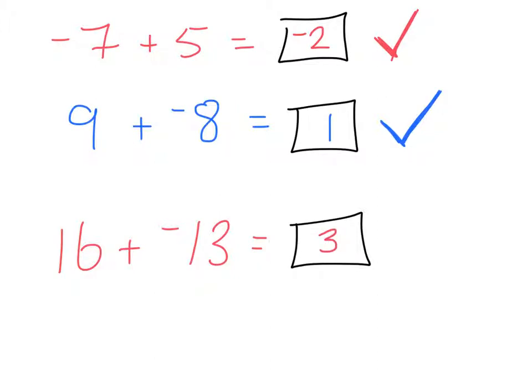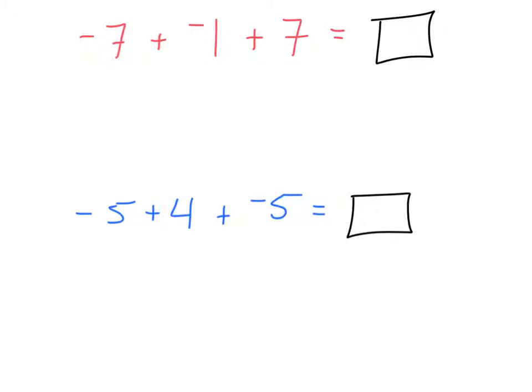Now we have to figure out which number's absolute value is larger, and then that integer's sign is going to be the answer. So the absolute value of 16 is 16, absolute value of negative 13 is 13. So which one's larger? 16 is larger than 13. So since this is a positive 16, the answer is going to be a positive 3.